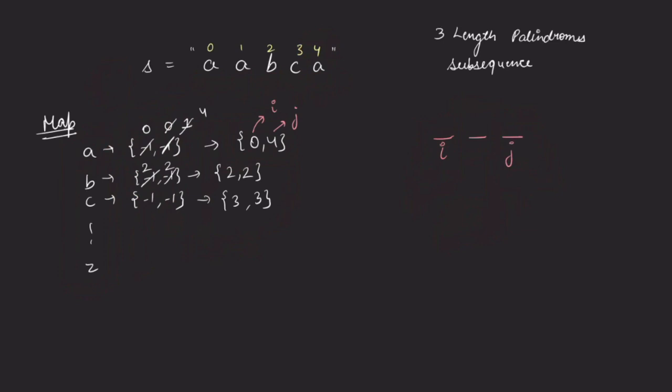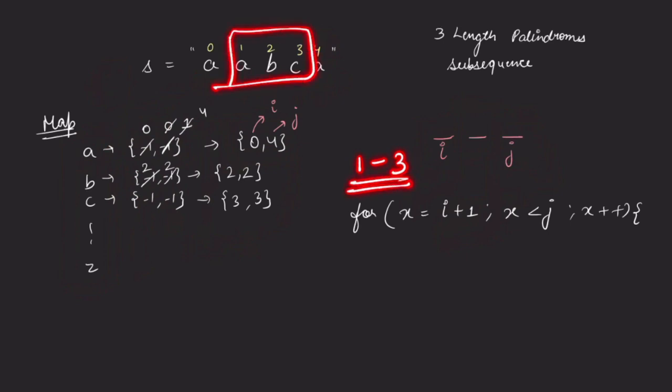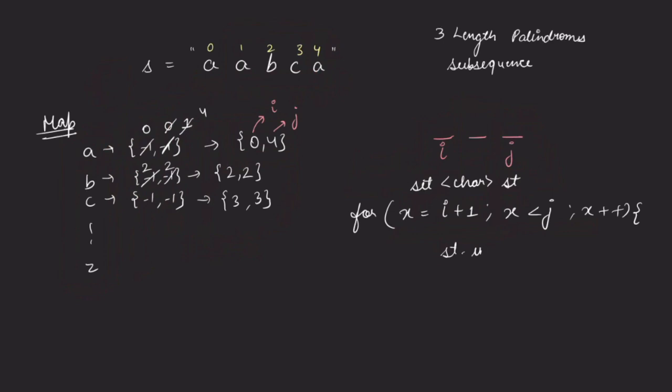So we can run a for loop with, let's suppose, x. It will start from i plus 1 and go till less than j, with x plus plus. Here it is 0, 4, so our range will be from 1 to 3, that is this particular range. Since we need to identify only the unique characters in this range, we can maintain a set, and inside this set we insert this particular character, s of x.